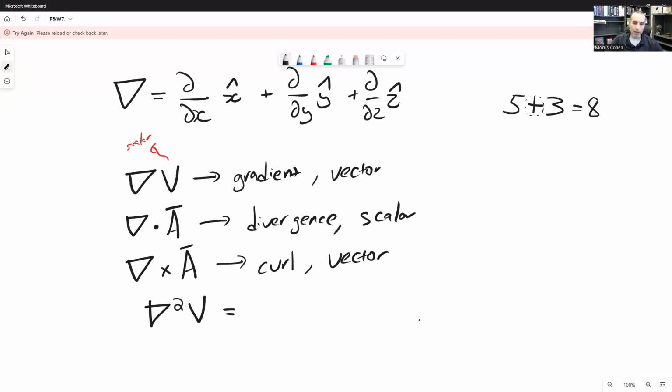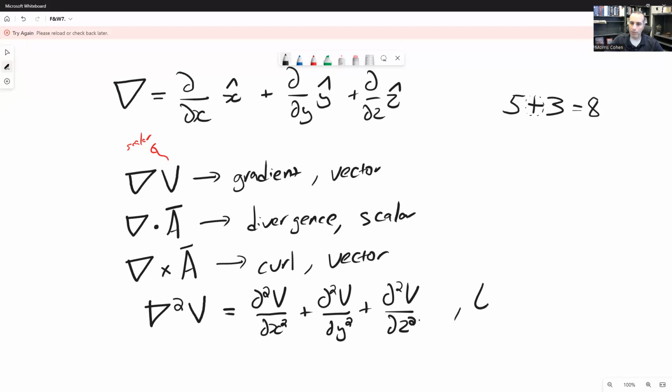The definition of that is the second derivative of your scalar field with respect to x plus the second derivative of your field with respect to y plus the second derivative with respect to z. And this is called the Laplacian. And it is also a scalar.